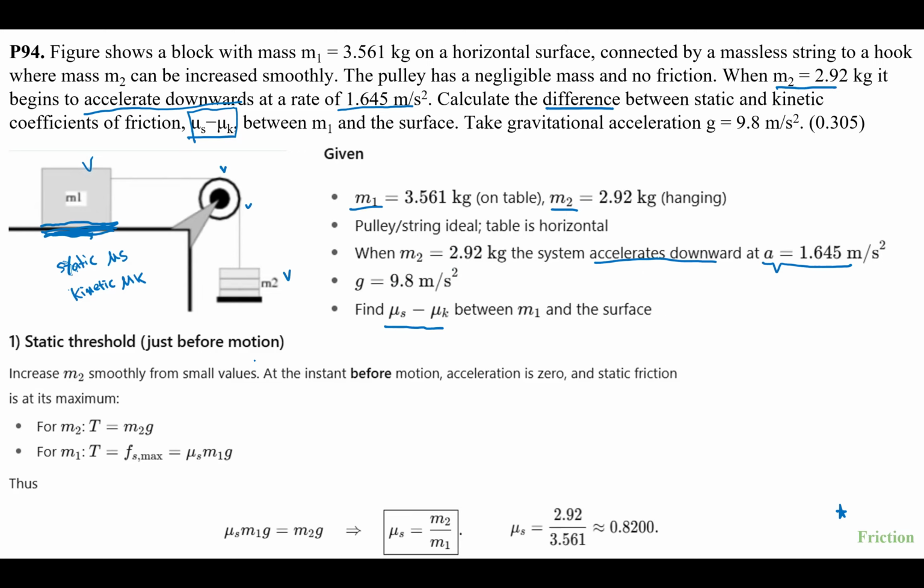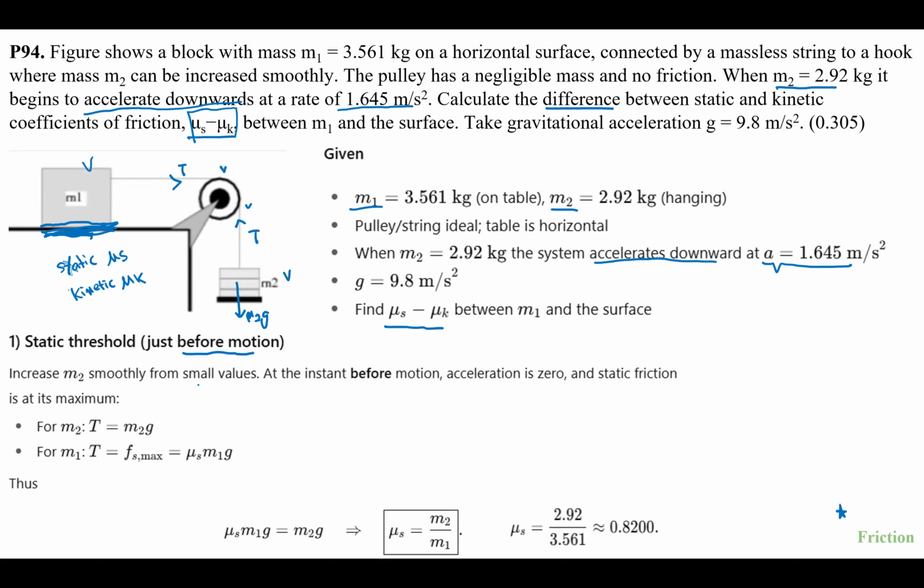Okay, so now let's try to think about what is going to happen just before the motion. For M2, we have a string, so we should have a tension. And then we have another one, which is tension. Note that tension is always moving away from the object, okay? So for M2, we have a gravitational force, M2g, and it should match the vertical motion.